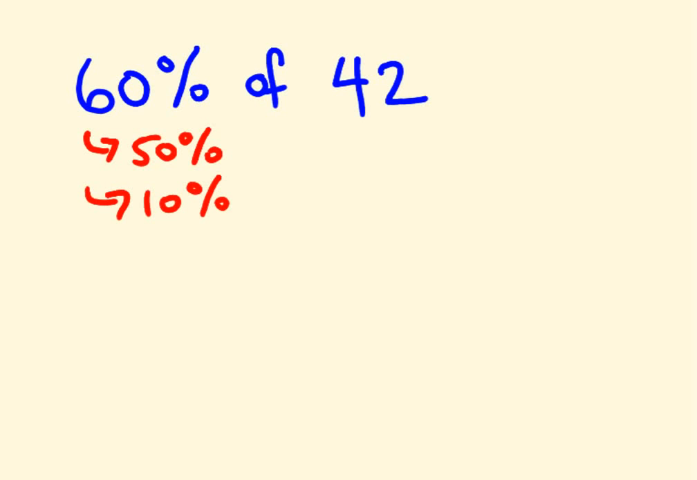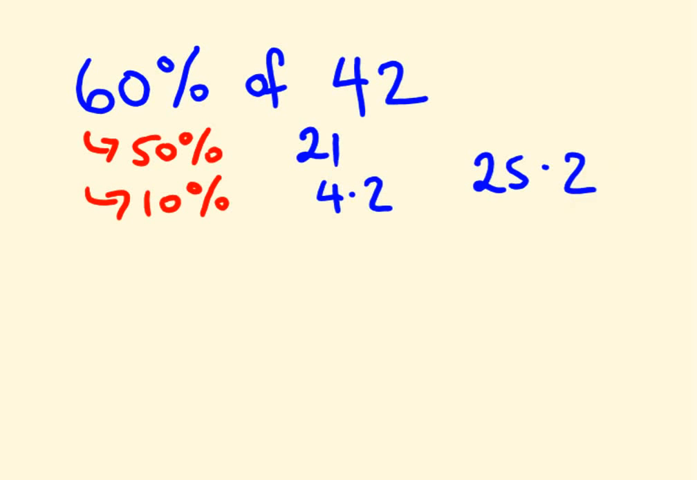So 50% is half, which is 21. 10% is moving the decimal place, which is 4.2. You'll get really good at doing this. And you're adding these together. You're going to see I've lined the units up there. You'll do this in your head. So 21 and 4.2 is 25.2.